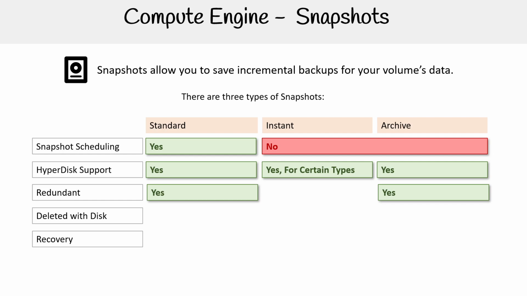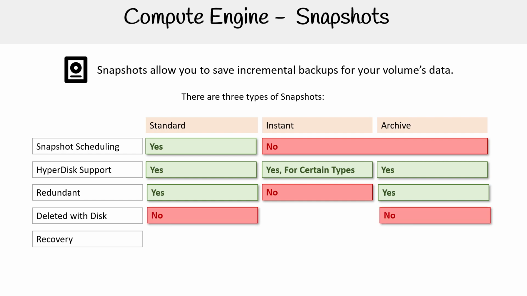In terms of redundancy, you get that both for standard and archive, but not for instant, because it's instant, right? The idea is that you're trading redundancy for snapshots that are a lot faster. In terms of whether it's deleted with the disk, it's not going to be the case for standard or archive, but for instant, it is, right? So that's, again, going to be another trade-off there.